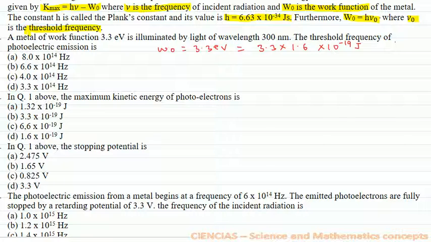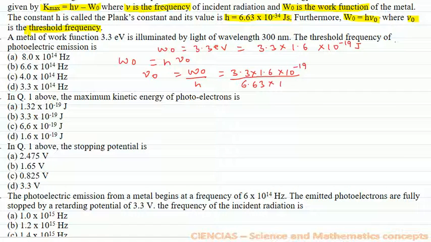Now, work function can be written as h nu 0. Therefore, nu 0 = W0 upon h, which is equal to 3.3 x 1.6 x 10^-19 upon 6.63 x 10^-34. On solving this, we get 8.0 x 10^14 hertz. It means option A is the correct answer.